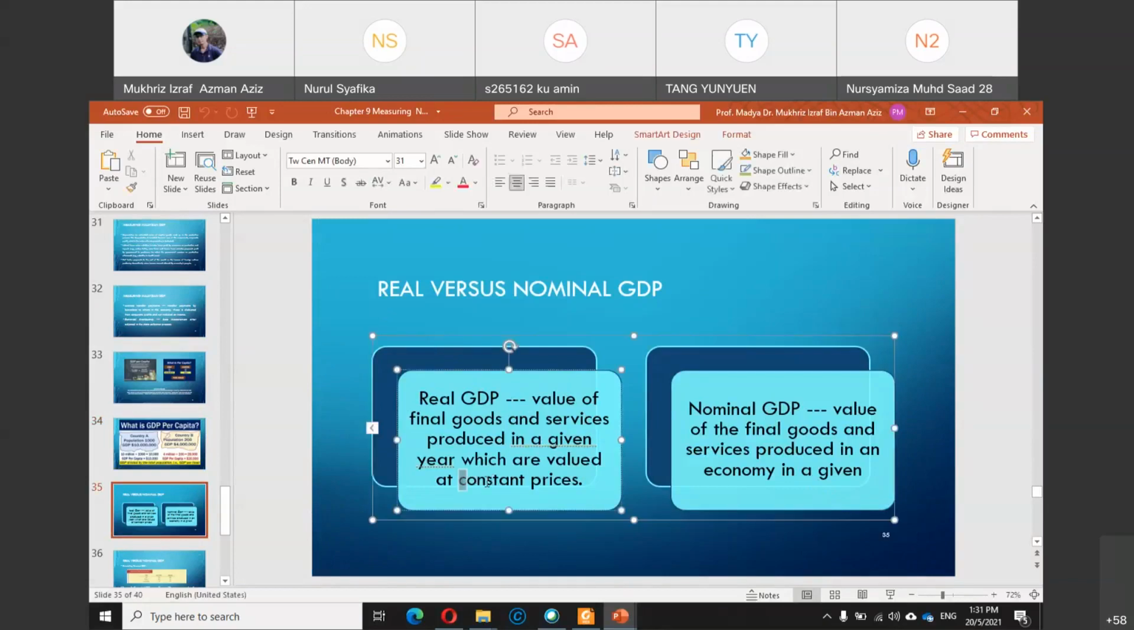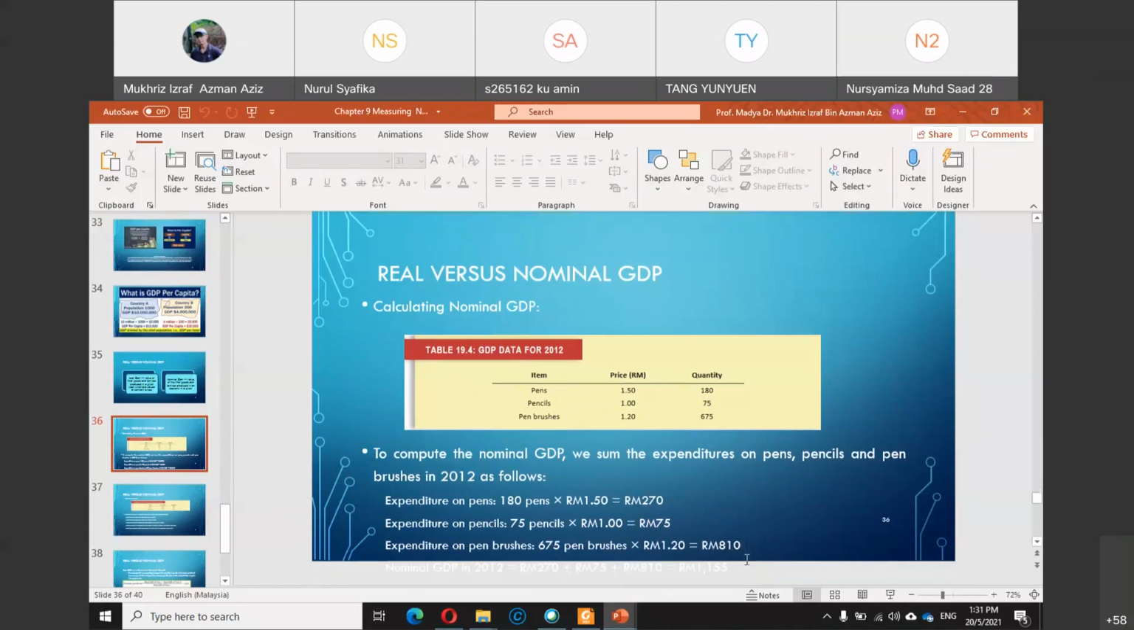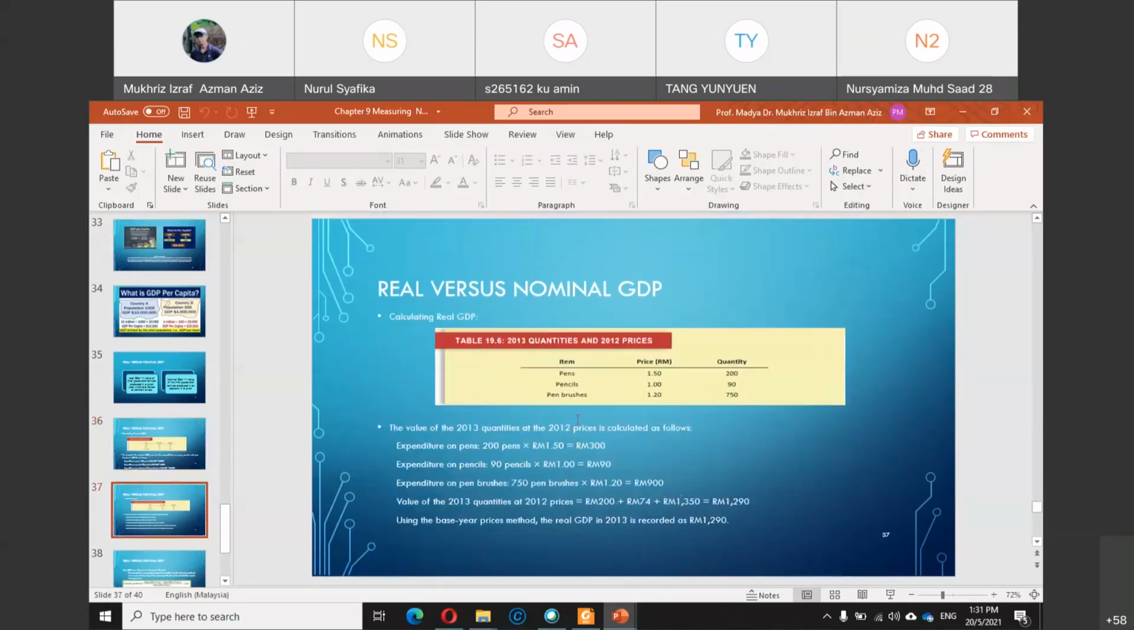The term constant price means adjusted for inflation. Nominal GDP is based on the current price of the economy, meaning we do not take into account inflation yet. That is the same thing that we discussed just now. This is just another example from the other slide, real versus nominal GDP. Price multiplied by quantity gives you the total money spent at nominal value. Then to convert into real GDP, you can see this simple example here.